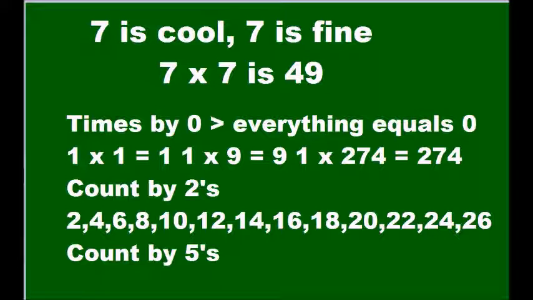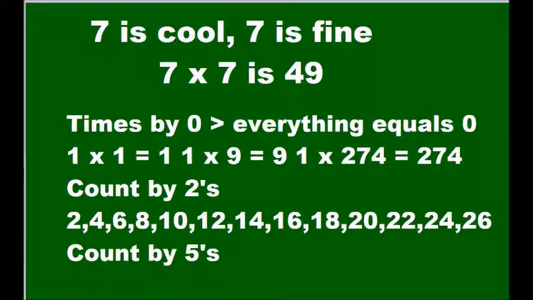Ones is easy too. 1 times 1 is 1. 1 times 9 is 9. 1 times 274 is 274. Then we're going to count by 2s. 2, 4, 6, 8, 10, 12, 14, 16, 18, 20, 22, 24, 26, and so on.